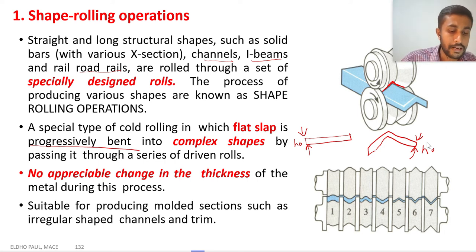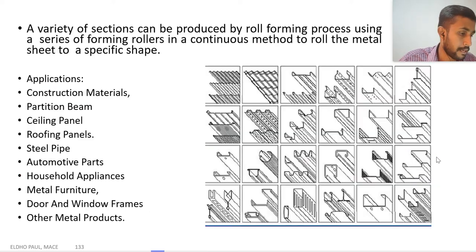So there are different advantages for this process also. We will discuss about that. So here, a variety of sections can be produced by roll forming or the shape rolling process using a series of forming rollers.